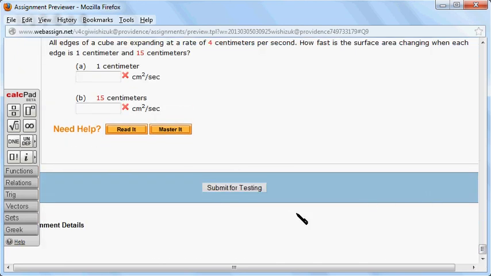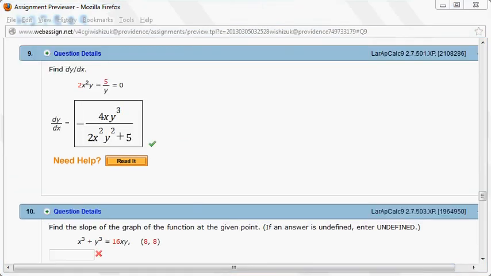Submit for testing. It came back as correct. That's it. I hope that this was clear.